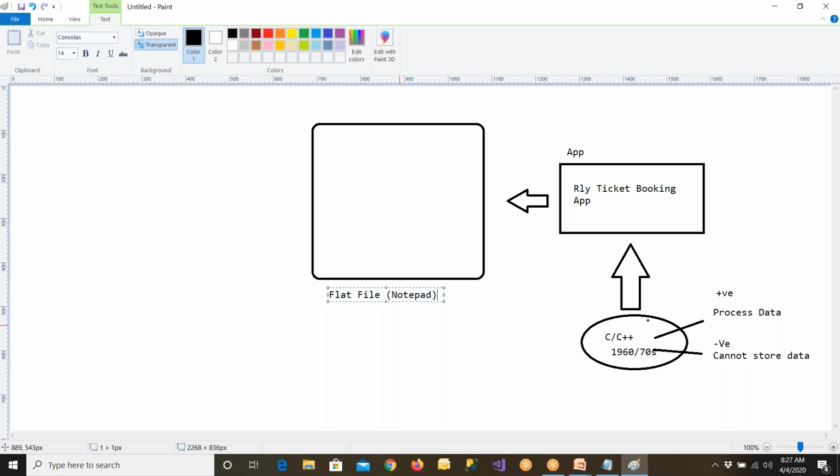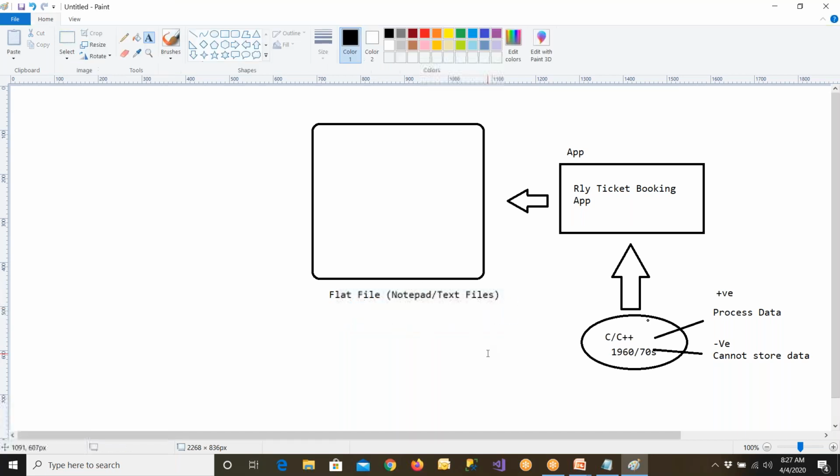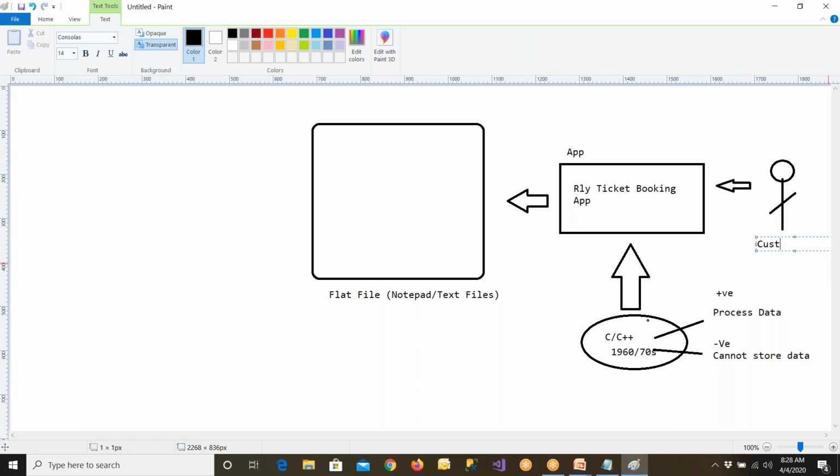So intelligently, people used one more application called a flat file, also called a notepad or text file. All these are synonyms, so people will say flat file or notepad or text files. You have to create this, and anybody can go to a train reservation counter and should be able to book a train ticket. A customer can visit any railway reservation counter, and there will be one more person who takes your request and books your train ticket. That was the initial thought.